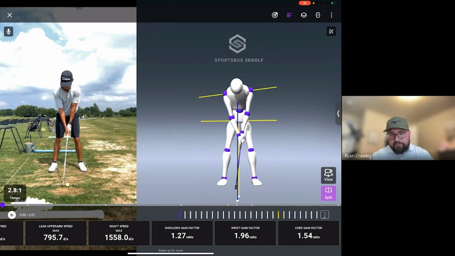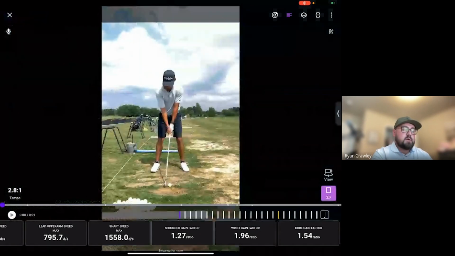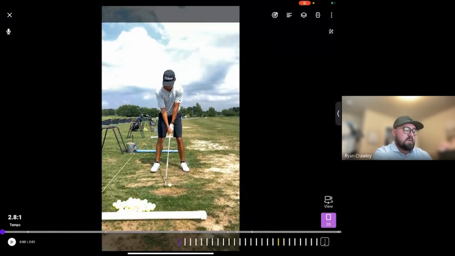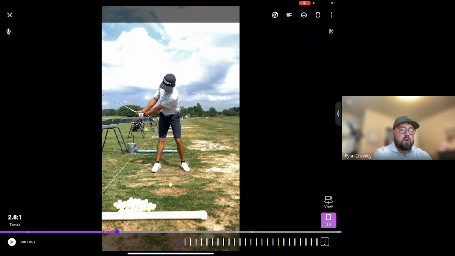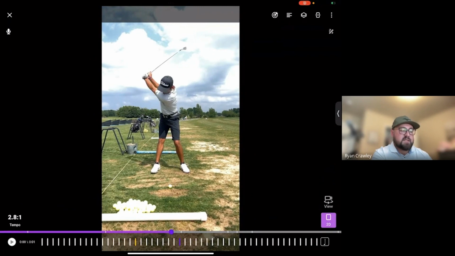Great information. What do I do with it though? That's kind of what I get from coaches. So it can help us identify where in the golf swing this player is losing some of that speed. We know based on that his lead upper arm is definitely moving a little bit slower than it should. And we could then look at his golf swing and try to identify, well, what would be causing that lead upper arm to not move as fast?